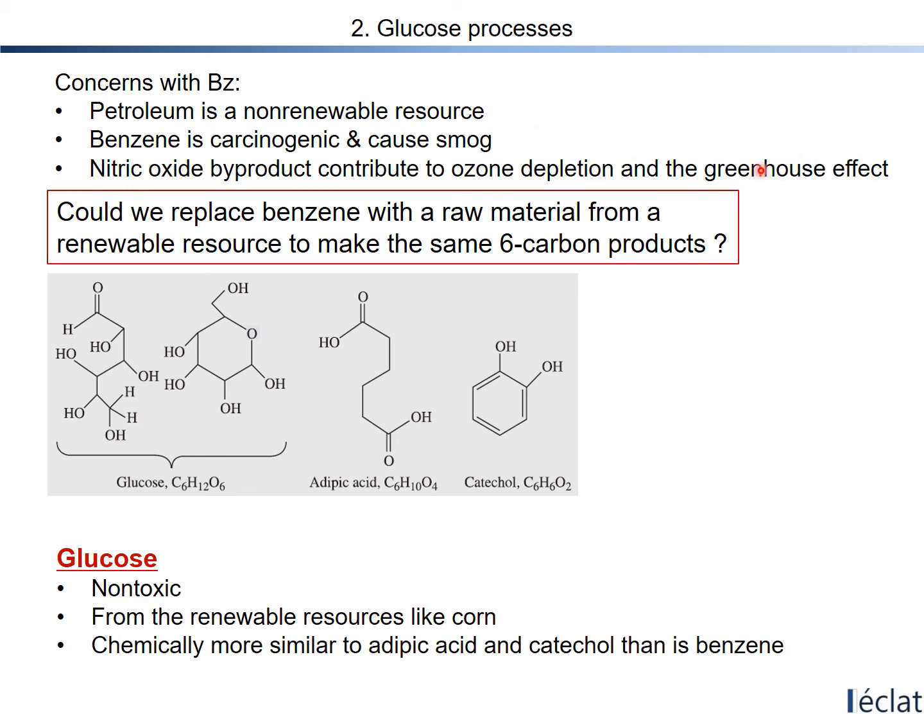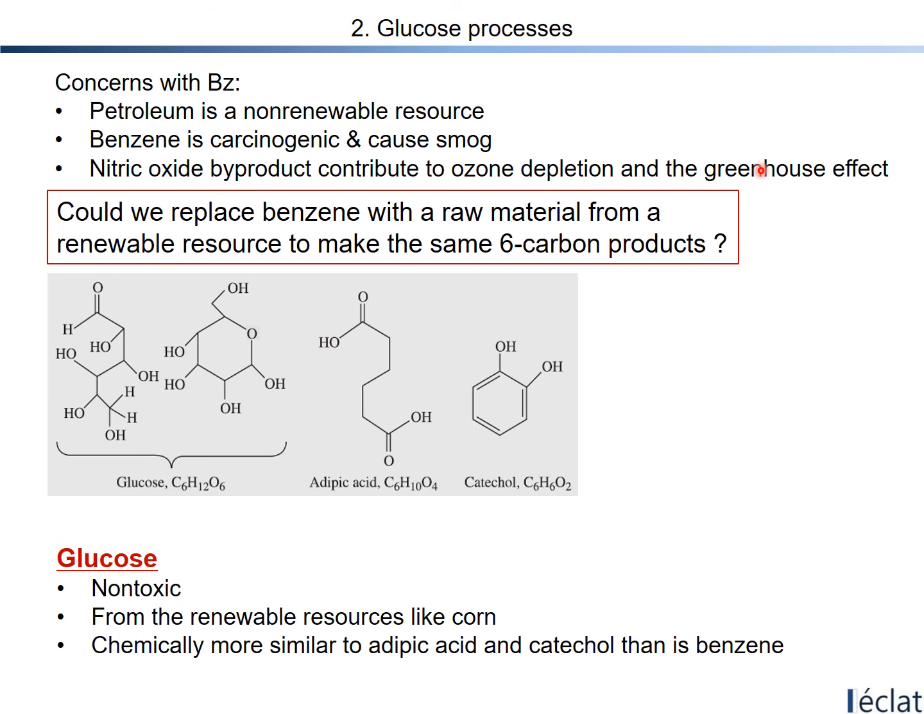So, I'm still your boss, and I'd like to ask you these questions. Could we replace benzene with a raw material from a renewable, I'd like to emphasize the word renewable, resource to make the same 6-carbon product? That is to say, adipic acid and catechol.